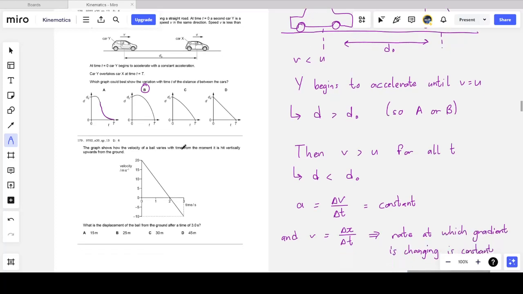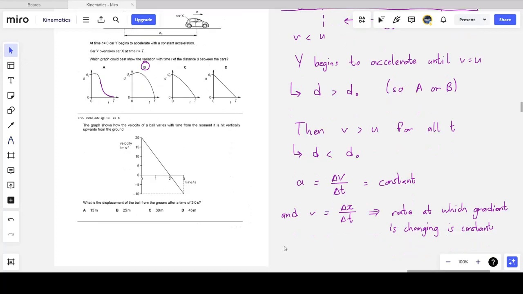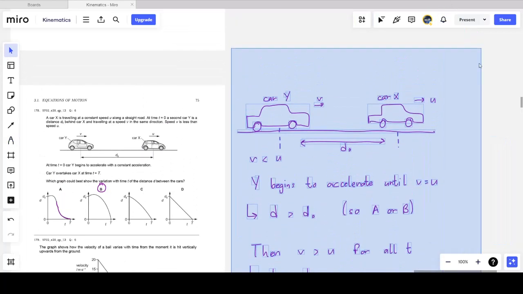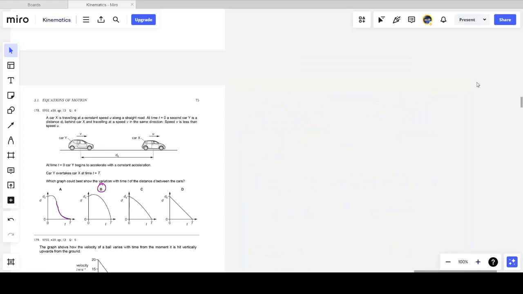Question 179 says the graph shows how the velocity of a ball varies with time from the moment it is hit vertically upwards from the ground. We want to know what the displacement of the ball is from the ground after a time of 3 seconds. Okay, so I'm just going to remove all of the previous question stuff so that we have space to work with this problem.